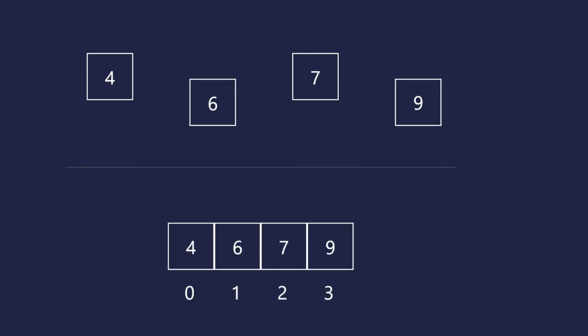Containers are connected to each other. So 4 is connected to 6. 6 is connected to 7, 7 is connected to 9. And it does that using a pointer or a reference. So the container 4 is holding the value 4 and a reference to the container that's holding the value 6. And that repeats all the way through the linked list. And that's quite useful.